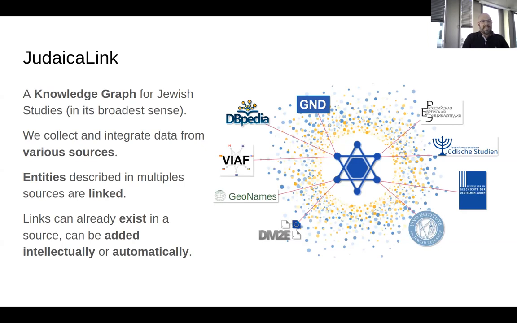These links can already exist. Very often they already exist when we gather data from the right sources, like from the linked data web, where we already have a rich interlinking. But they can also be added intellectually, and most often they actually have to be created automatically.